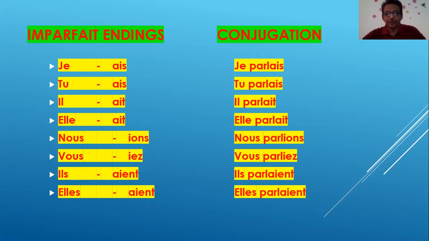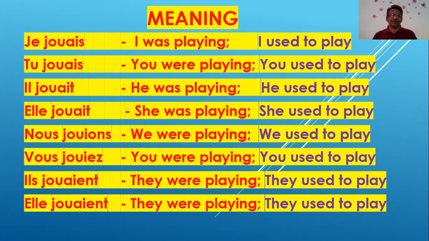Je parlais, tu parlais, il parlait, elle parlait, nous parlions, vous parliez, ils parlaient, elles parlaient. Which will mean, je parlais, I was speaking, and I used to speak. This is how a verb is conjugated in imperfect. See, the meaning will be like this.